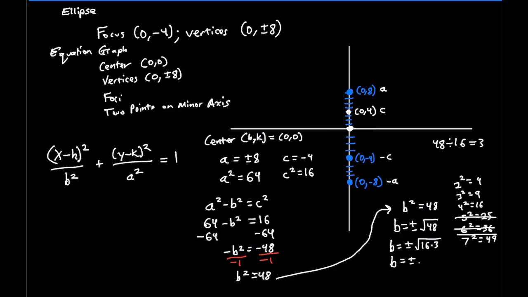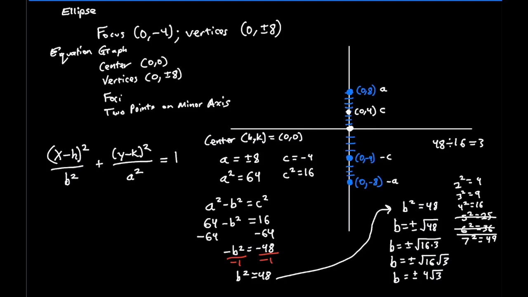And then you can split these up so the 16 has its own radical. And then you find from this that this is going to be plus or minus 4 times the square root of 3. So this is what b is. We'll need b to find the 2 points on the minor axis and also to graph it.